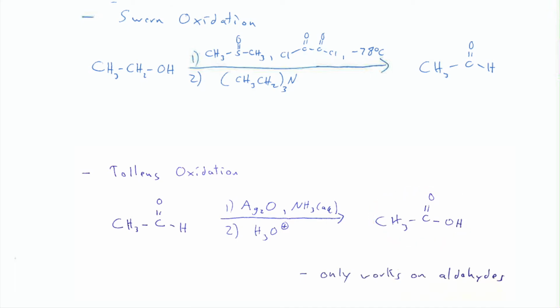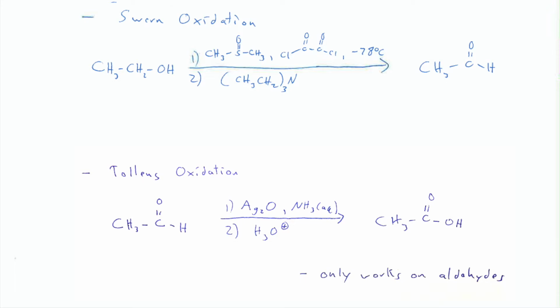The reagents here are silver oxide under basic conditions, often with aqueous ammonia, and then you just treat it with acid to reprotonate the resulting carboxylic acid. It's a very special reaction because it only works on aldehydes. If you had a molecule that had an alcohol somewhere else, it would not oxidize that alcohol. It would only oxidize the aldehyde.